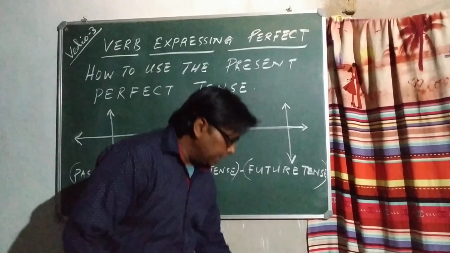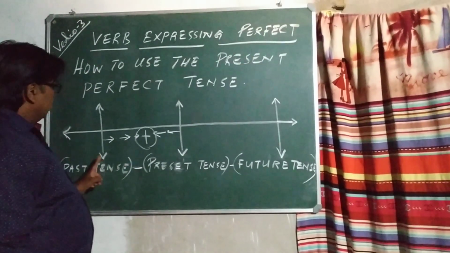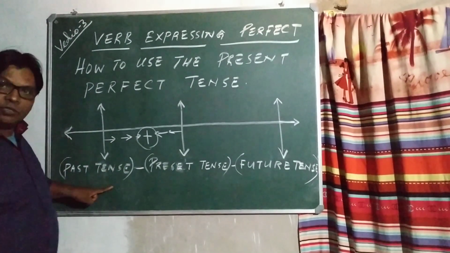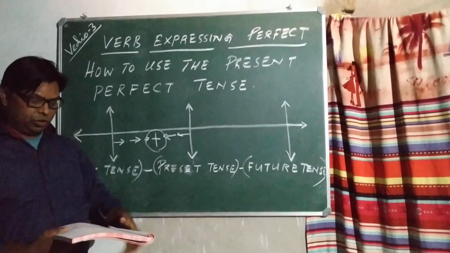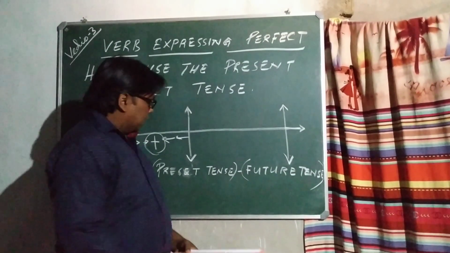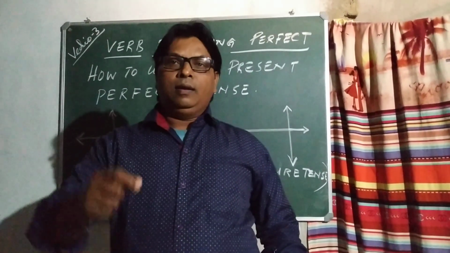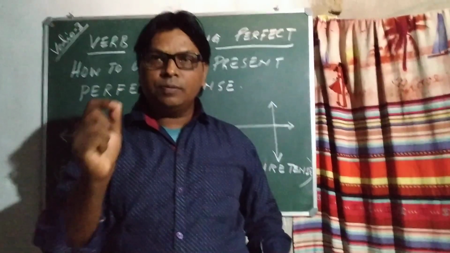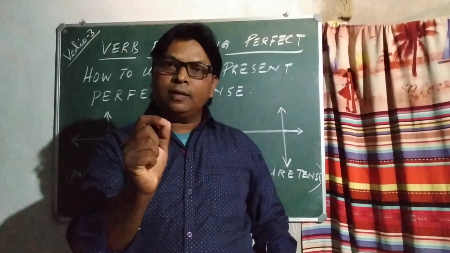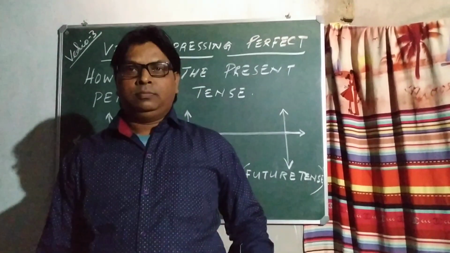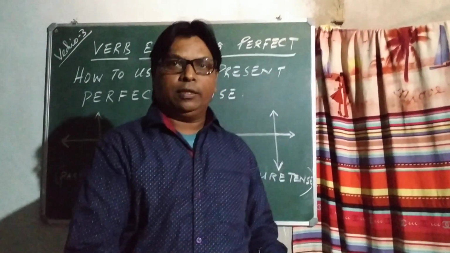For example, here it is written, Reina has made sandwiches. This means the action started in the past and goes on and is connected to the present. The next example: Mummy has prepared chicken biryani. He has written the book. Children have done their homework. This is the first rule.